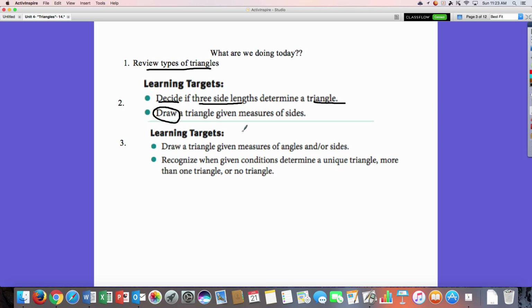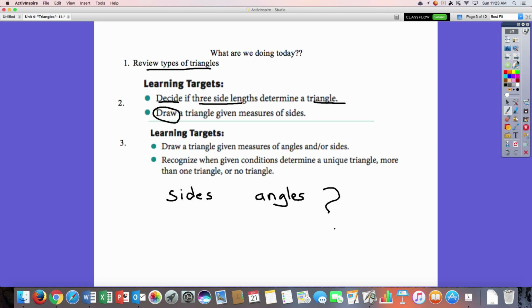And those things can be determined by the sides. And it can be determined by the angles. Those are the only things you need to know to determine, is it a real triangle? Sides and angles, just like we talked about in the first slide.